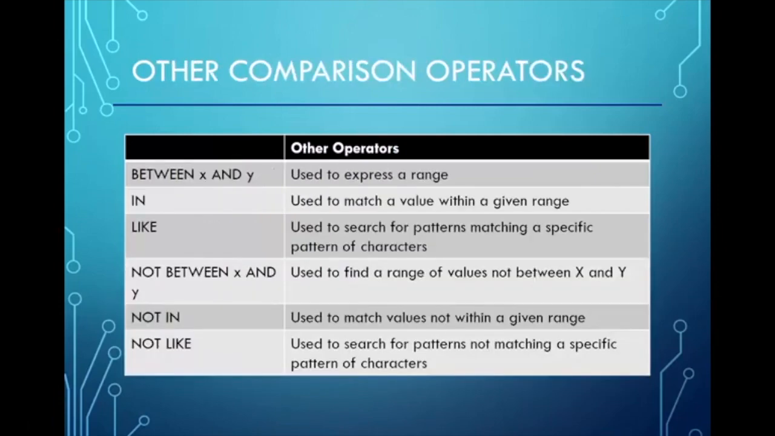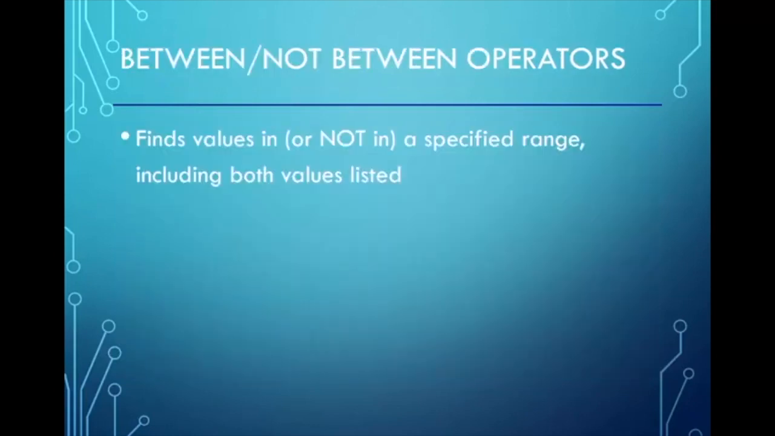We have some additional comparison operators as well. We have the between and not between operators. They're used for ranges. In and not in, that look for a specific set of values. And like and not like, which are wildcard search. So between and not between finds values in a specific range.